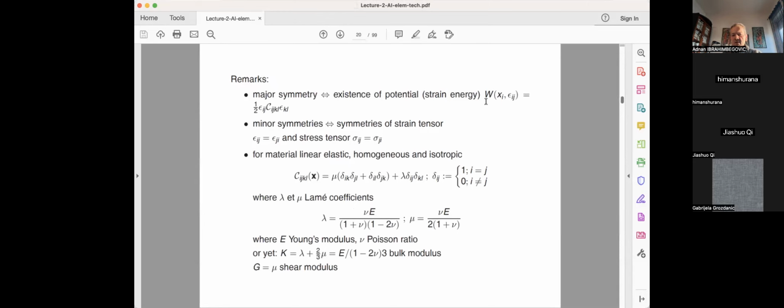Now, minor symmetries, I already commented on that, are the consequence of the symmetry of the strain tensor and the stress tensor. And all these constraints can help us reduce the number of coefficients to a smaller number as opposed to 81. Now, what's the minimum you can really imagine? Well, the last kind of possible reduction is reducing this to 2 coefficients.